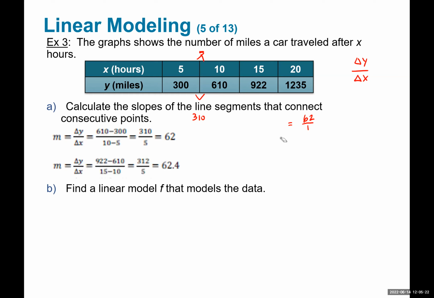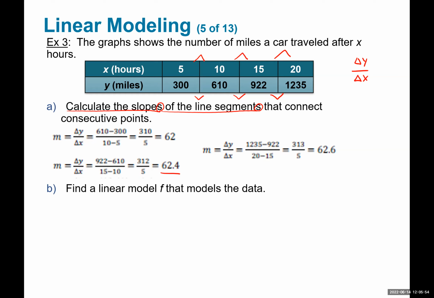It's not the same in every interval. That first change is just this first one. If we look at the change from here to here, then we get 62.4. And if we look at the change from here to here, then we get 62.6. And how do we know that there were different slopes? Well, it says calculate the slopes of the line segments. This is not one continuous line. These are different line segments.